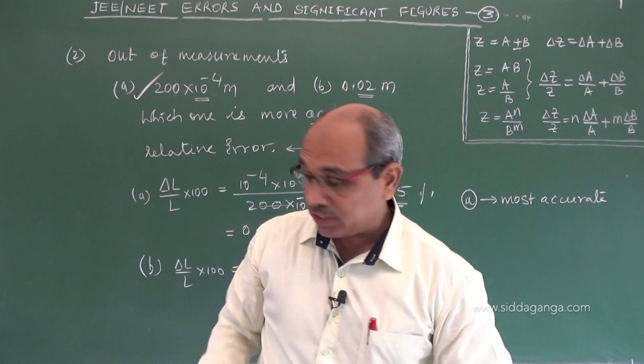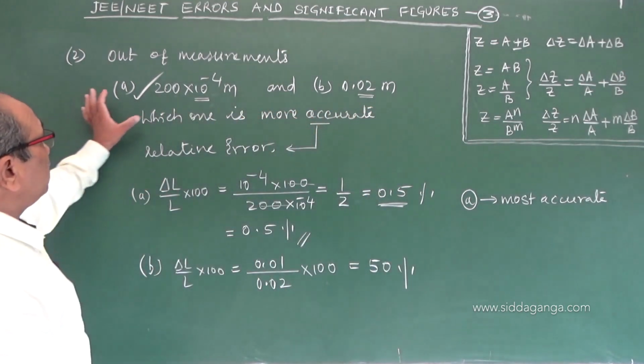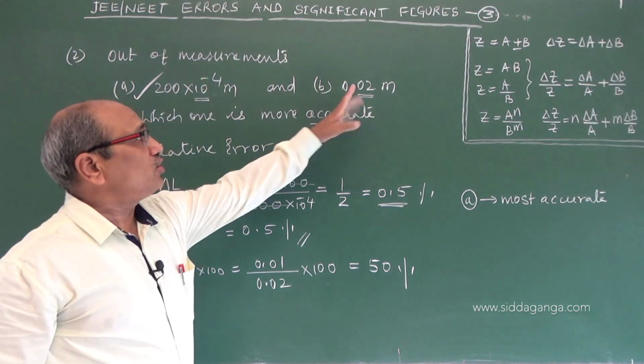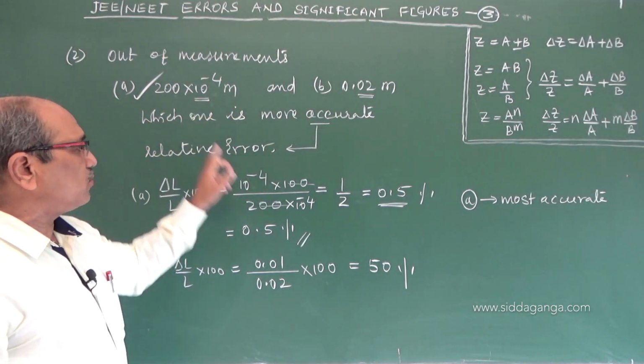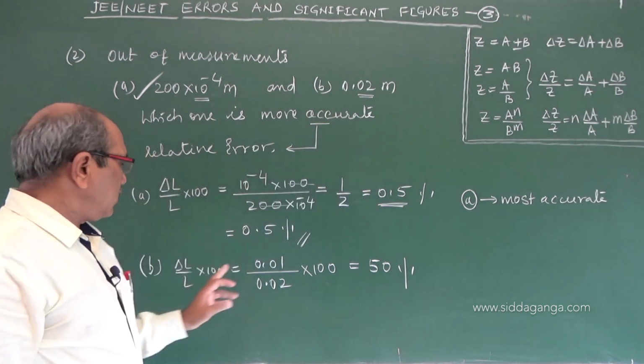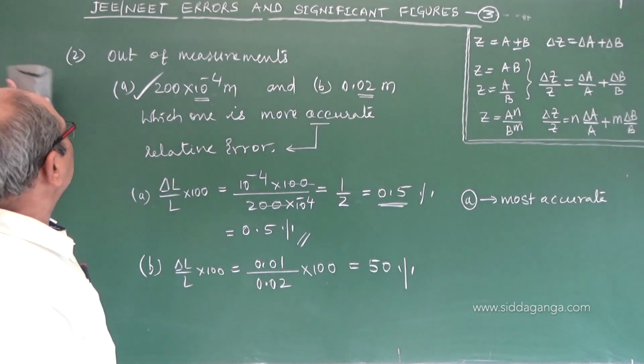Coming to the next one. I think I have followed how to select the least count also. Here it is 0.02, here it is 10 power minus 4. They mutually cancelled, multiplying by 100 we got that one. For that it is 0.02 and measured.